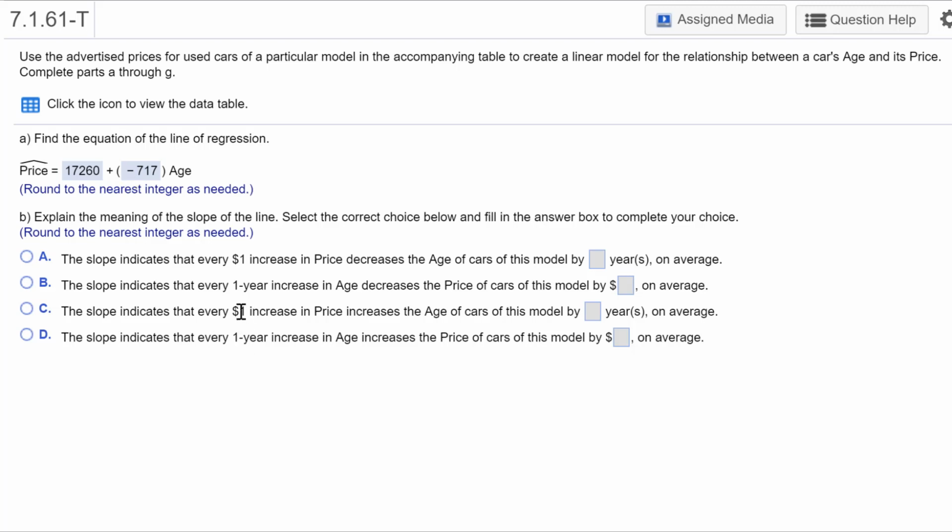So let's see which one matches that. I'm looking for a 1 year increase in age decreases the price. This one says increases, so it's got to be this one. So mark B. And that will allow me to put in my slope here as 717. Now you don't want to put negative 717. I'd give you credit for it if you did, but the computer will count it wrong because that negative is accounted for with the word decrease.